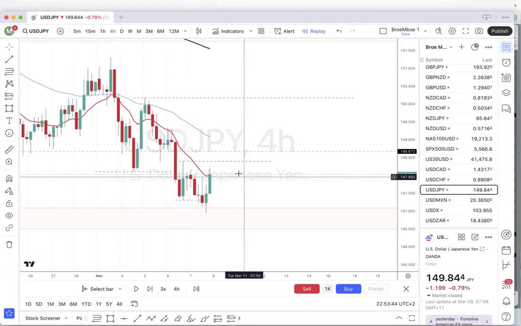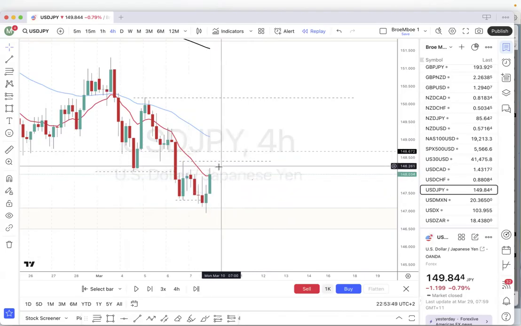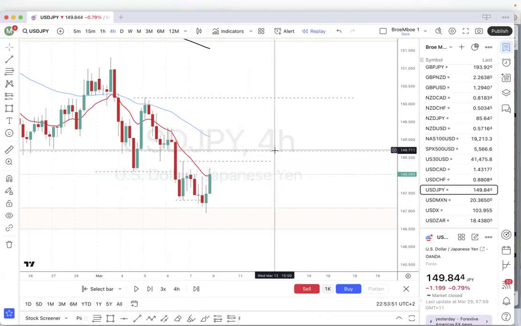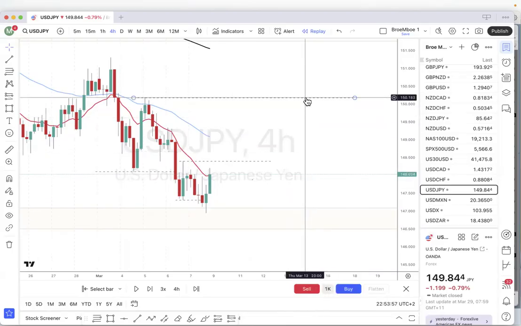But this will be visible more on the 1-hour as well. But I will take this for the 4-hour. I will definitely use this as my area. So let me remove the rest of the lines because it might end up confusing.